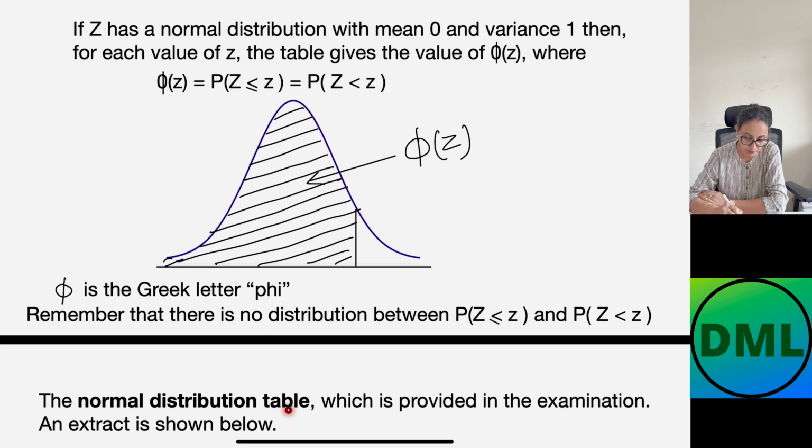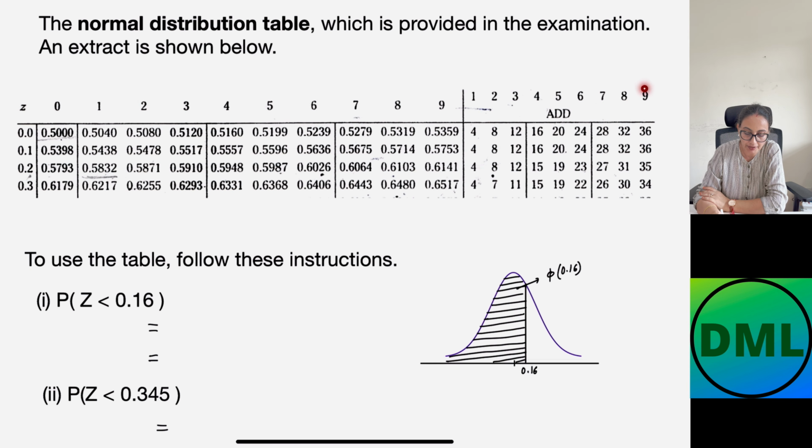The normal distribution table which is provided in the examination, an extract is shown as below. Let's see our table here. This is the part of the table we have. To use the table, follow these instructions. Find the probability of capital Z less than 0.16. So I'm talking about the value less than 0.16. The value somewhere lies here. So you're talking about this part of this value.